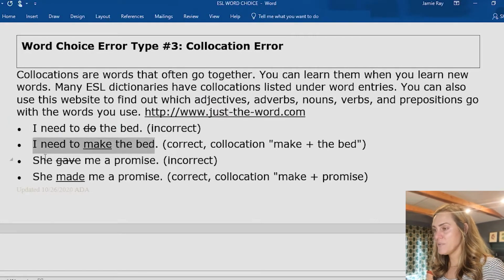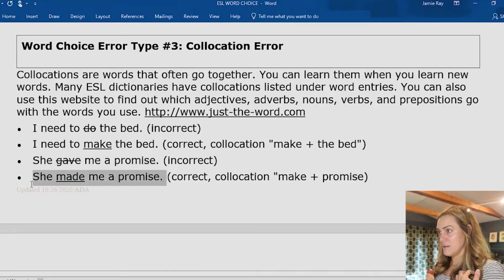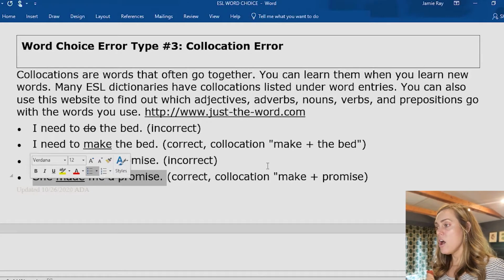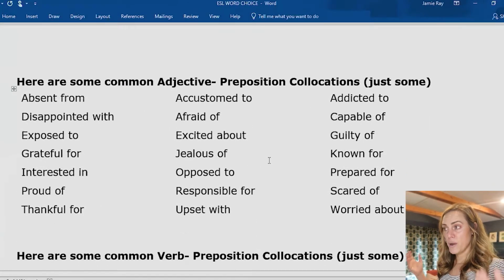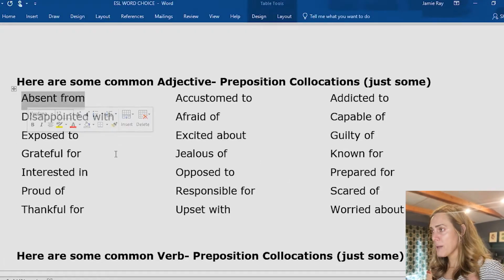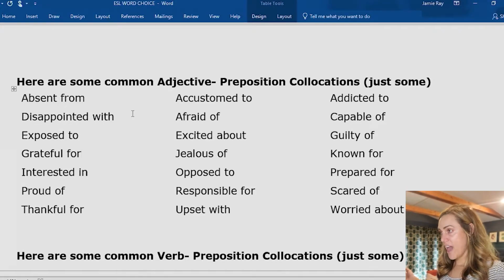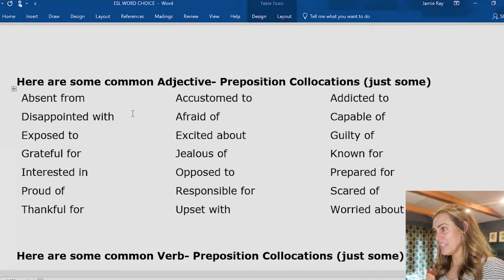I need to make the bed. That's what we say. She gave me a promise. No, she didn't give me a promise. She made me a promise. These are collocations. Or words like this with prepositions. We use adjectives and prepositions that are collocations. So I'm absent from class. Not I'm absent to, I'm absent at. No, I'm absent from. Disappointed with you. I'm disappointed with that. We don't say I'm disappointed at, I'm disappointed to, I'm disappointed from, okay?